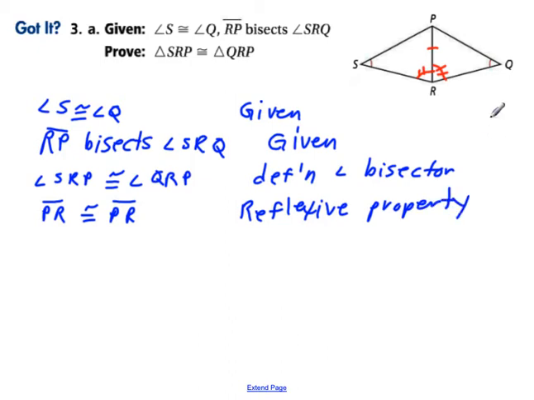So do we have enough information yet? We have two angles and a non-included side are congruent to two angles and the corresponding non-included side. So we're ready to say that we've got all the information that we need to do our proof. So we can say triangle SRP is congruent to triangle QRP. And our reason for that is we have angle, angle, side. Two angles and a not included side.